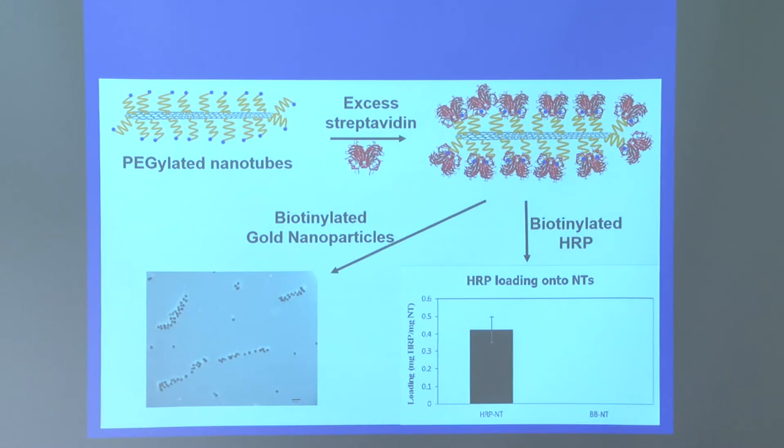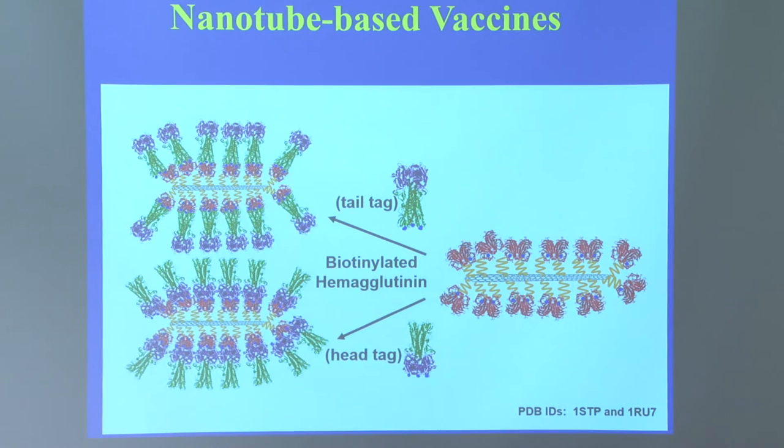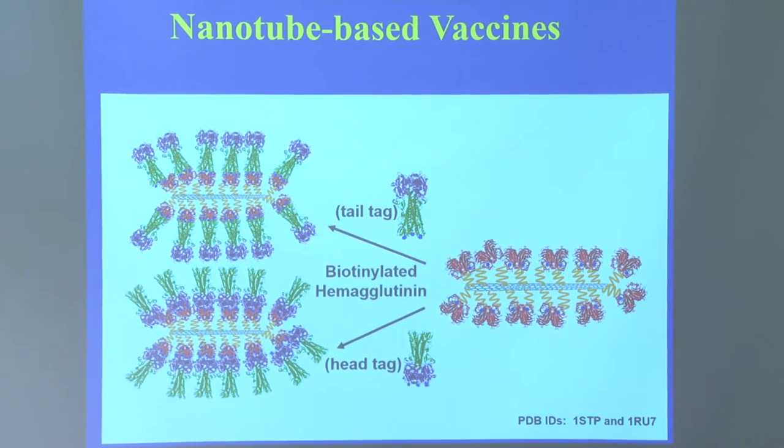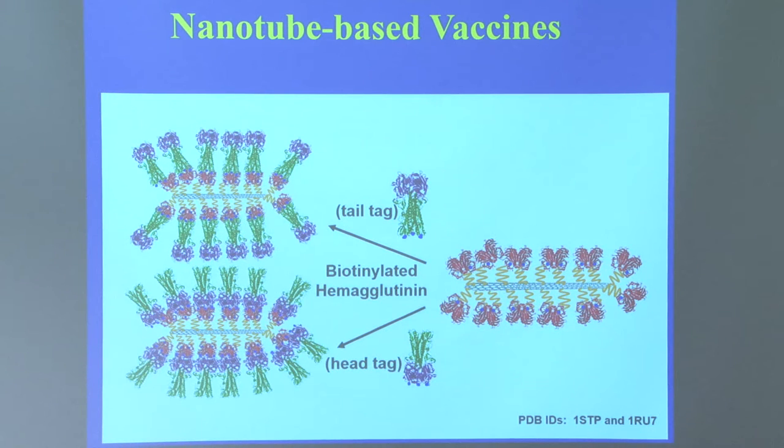I'll walk through this very quickly. You start with a carbon nanotube, attach a polymer PEG, biotinylate it, then decorate it with streptavidin. You can characterize the streptavidin by labeling with gold. You can actually think of this as layer by layer, if you like, right? A layer of PEG, a layer of streptavidin. You can then attach the antigen, which is biotinylated biochemically, either at the tail or the head. This allows you to generate scaffolds presenting the antigen in these two different orientations.